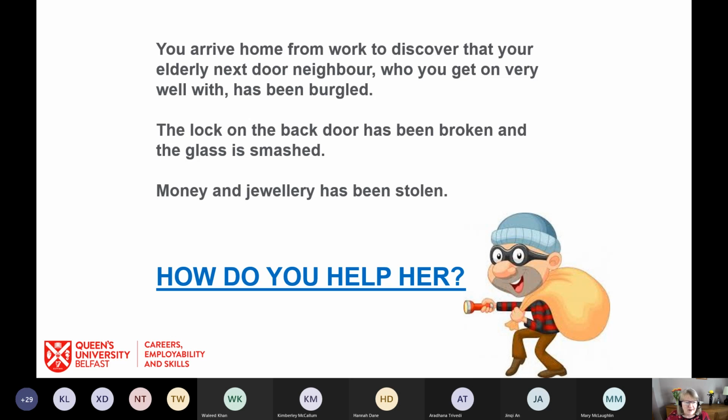So again, if you want to pop anything into the chat, go right ahead. How do you help your next door neighbour?